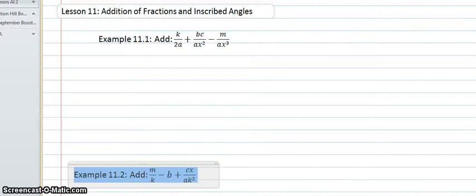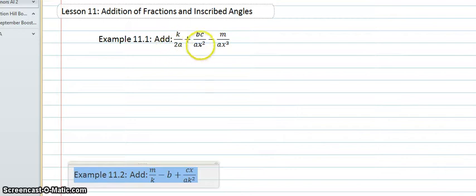In Lesson 11, we are going over the addition of fractions and inscribed angles. Okay, our first example is adding k over 2a plus bc over ax squared minus m over ax cubed. Our first step is to find out what is our common denominator.